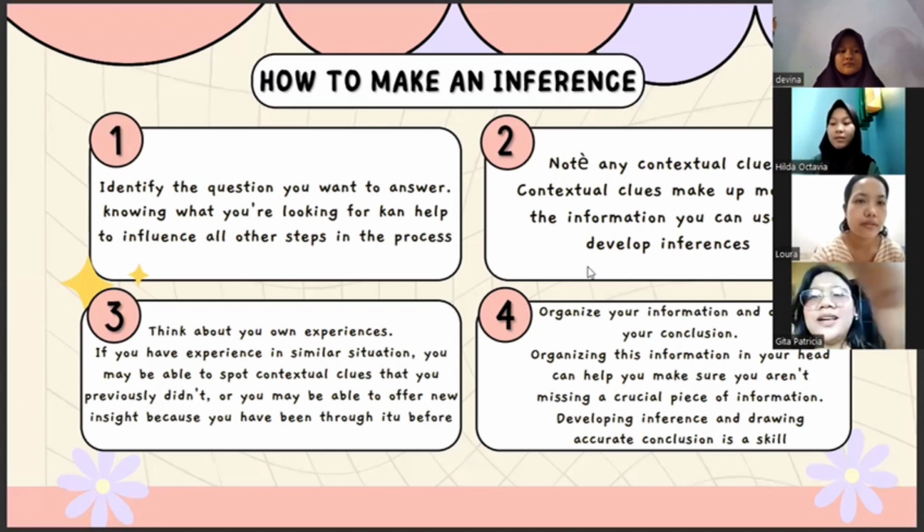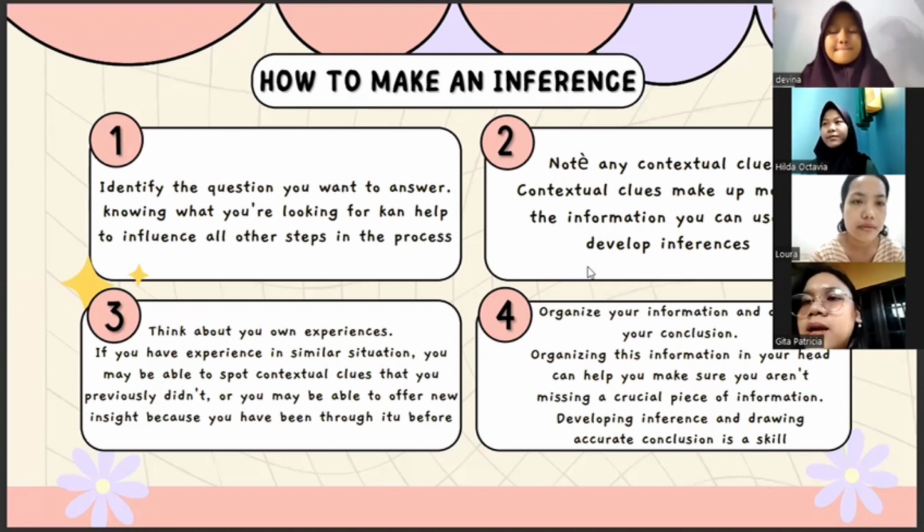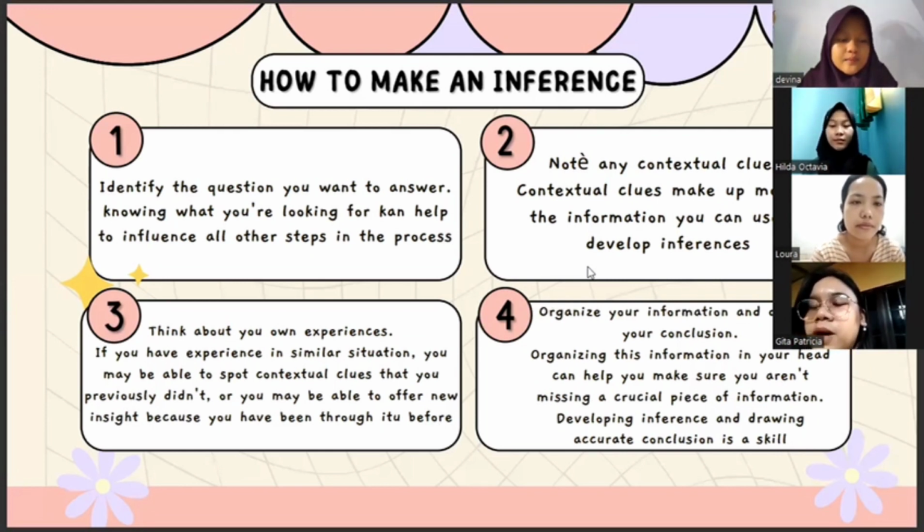Okay, how to make an inference? First, identify the question you want to answer. Knowing what you are looking for can help to influence all other steps in the process. Second, note any contextual clues. Contextual clues make up most of the information you can use to develop inferences.